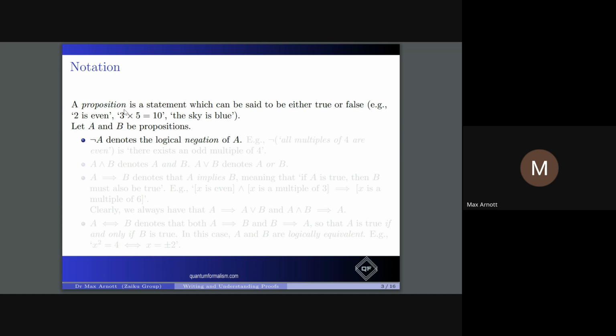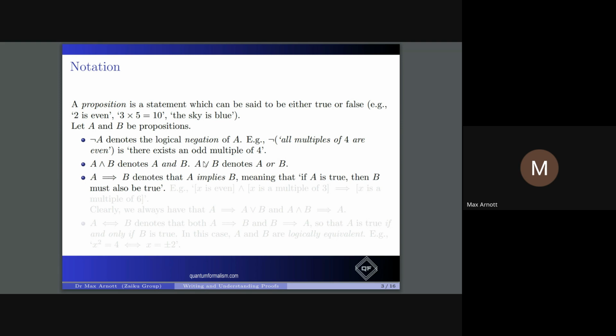Letting A and B be propositions, we're going to use this notation here to denote the logical negation of A. That's just saying the opposite of A. So the negation of all multiples of 4 are even is the statement there exists an odd multiple of 4. That's obvious. This little angled symbol denotes and. So the proposition A and B means both A and B. And this one, the upside down version of that, says A or B.